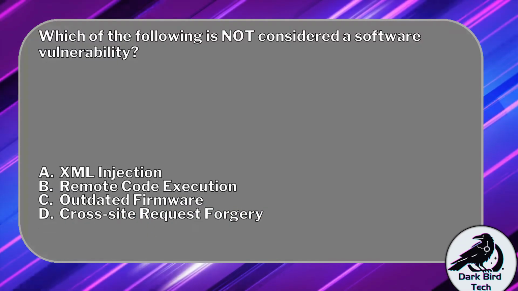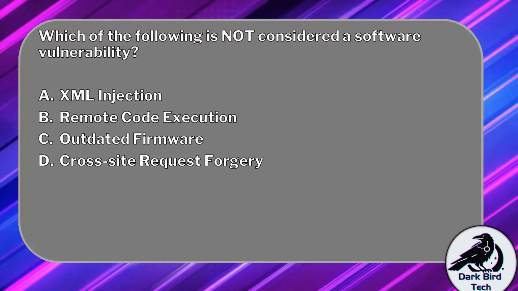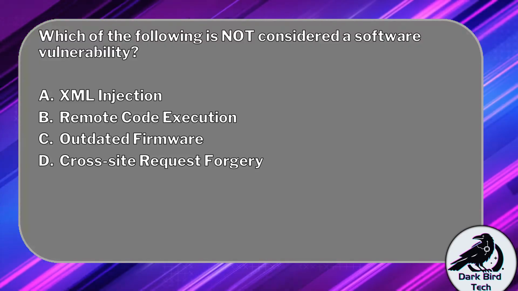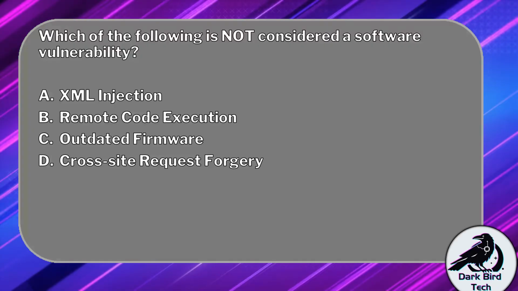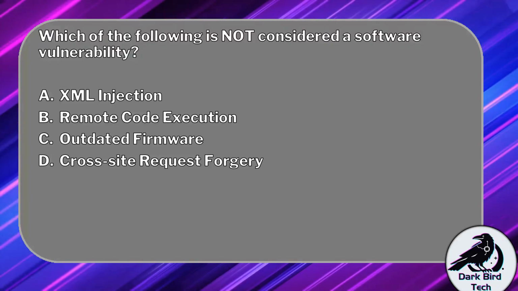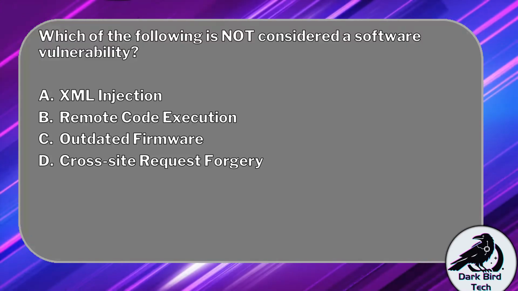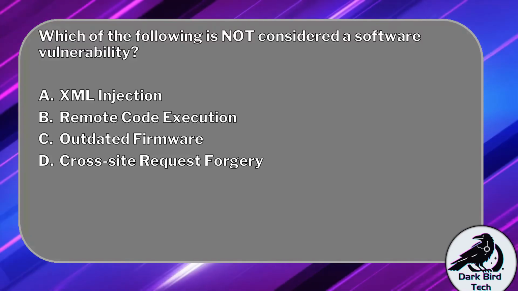Let's check the options. So, option A, XML injections. Option B, remote code execution. Option C, outdated firmware. Option D, cross-site request forgeries. Chance for you to pause. All right, so let's work it through.